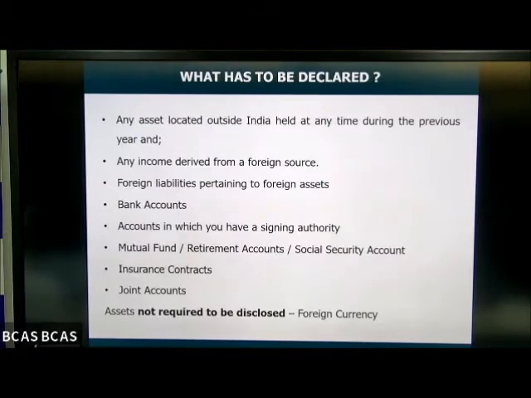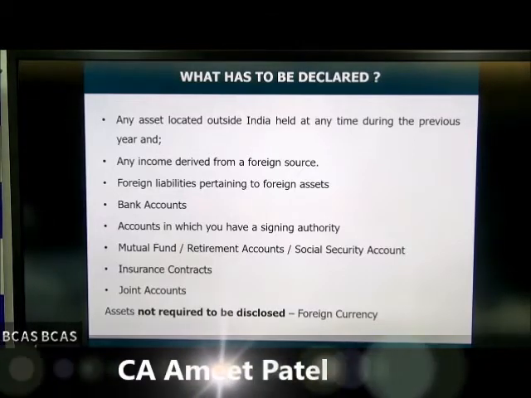And what is it that has to be declared? Any asset located outside India, held at any time during the previous year, and any income derived from a foreign source, as also any foreign liabilities pertaining to the foreign assets which one is declaring. Bank accounts, accounts in which you have a signing authority, mutual fund investments, retirement accounts, social security account, insurance contracts, joint accounts, all these are required to be declared in the ITR form. At the same time, if one has foreign currency on hand, that is presently not required to be disclosed in the ITR.